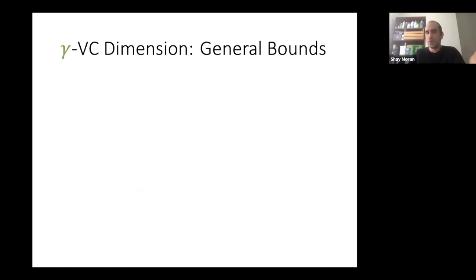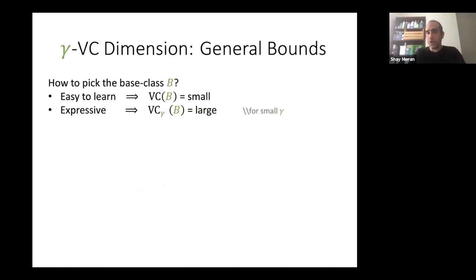So this is the quantity we use to measure how expressive a base class is when it is used in boosting. How large is the class of concepts that can be learned with advantage gamma? So how to pick the base class? On the one hand, we want it to be easy to learn, so the VC dimension should be small. This means that every time we call the weak learner, it will not work too hard. And on the other hand, we want it to be very expressive, so we want the gamma VC dimension to be large. As gamma goes to zero, we want to approximate more and more concepts. So we would like to understand the trade-off between the VC dimension and the gamma VC dimension.